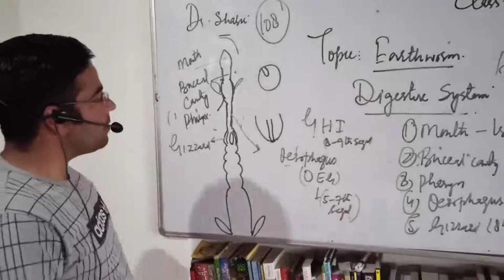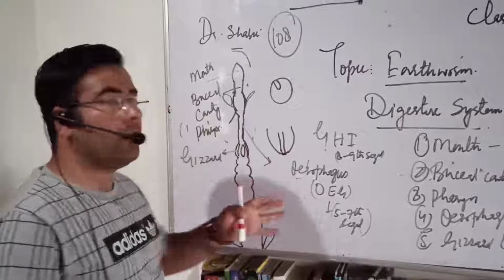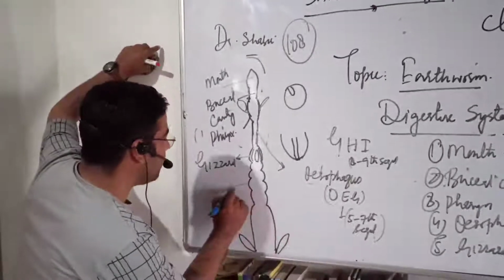उसके बाद after gizzard is the, we can say narrow tubular stomach. So after gizzard we have stomach.